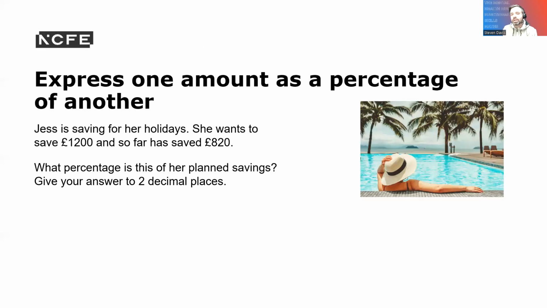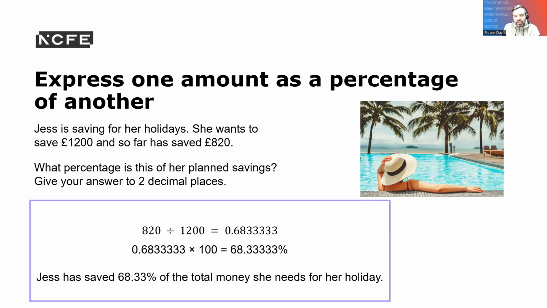So express one amount as a percentage of another. Jess is saving for her holiday. She wants to save £1,200 and so far has saved £820. What percentage is this of her planned savings? Give your answer to 2 decimal places. So to do this, we need to do 820 divided by £1,200.